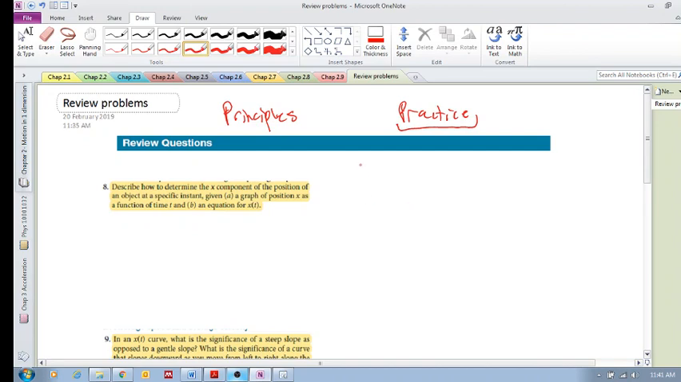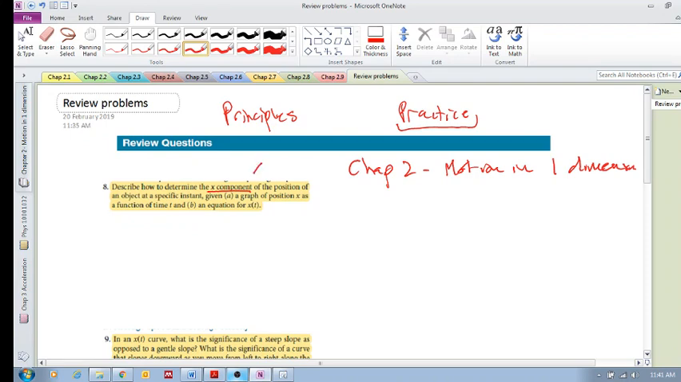Okay, so I've taken some samples of questions. Remember, this is chapter 2. Motion in one dimension. Okay, so let's look at question 8. Describe how to determine the x component of the position of an object.